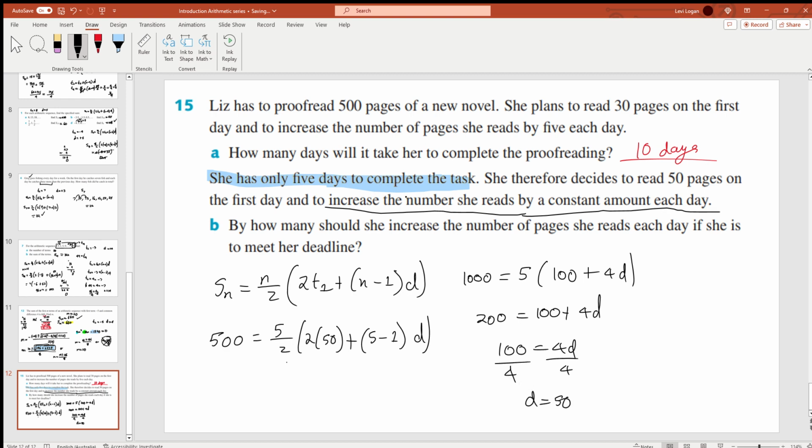So in other words, she reads 50 pages on the first day. She needs to increase that by 50, so on the second day she needs to read 100 pages, then 150, then 200, and so on and so forth, and she will meet her deadline. Okay? And that is the answer to the final question I've chosen.